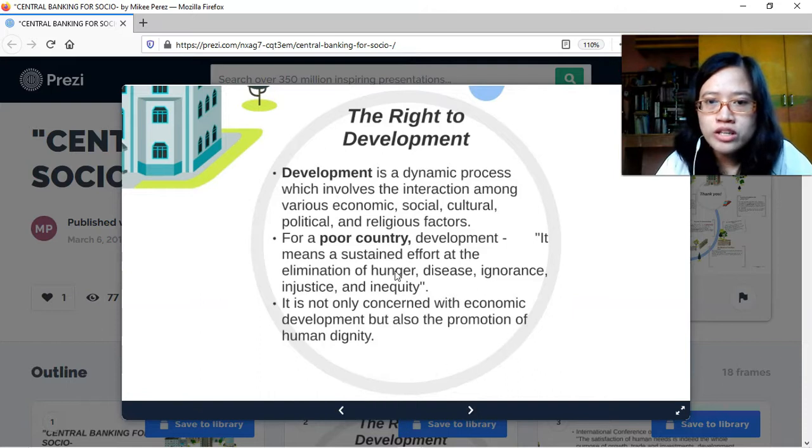Okay. For a poor country, development means a sustained effort at the elimination of hunger, disease, ignorance, injustice, and iniquity. So essentially what we want is for everyone to have a better life.